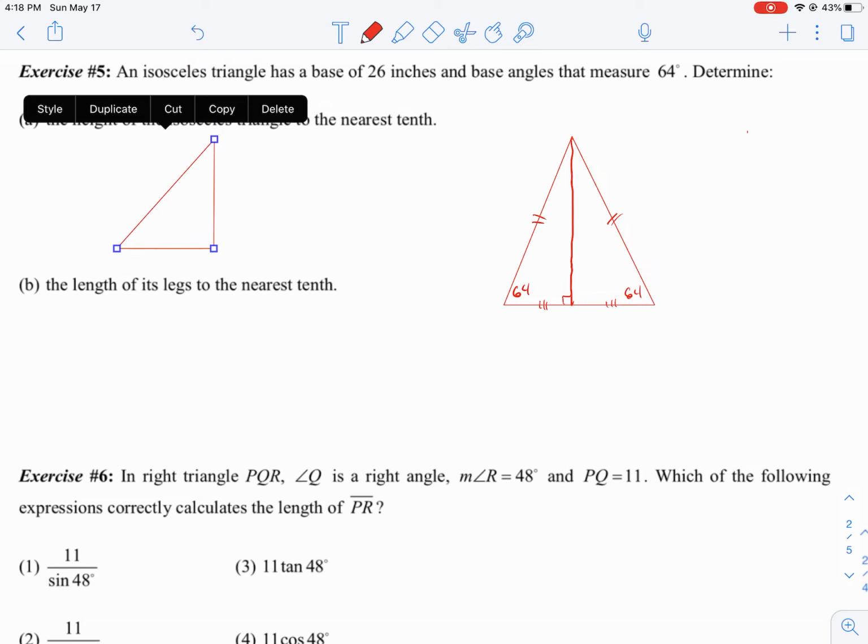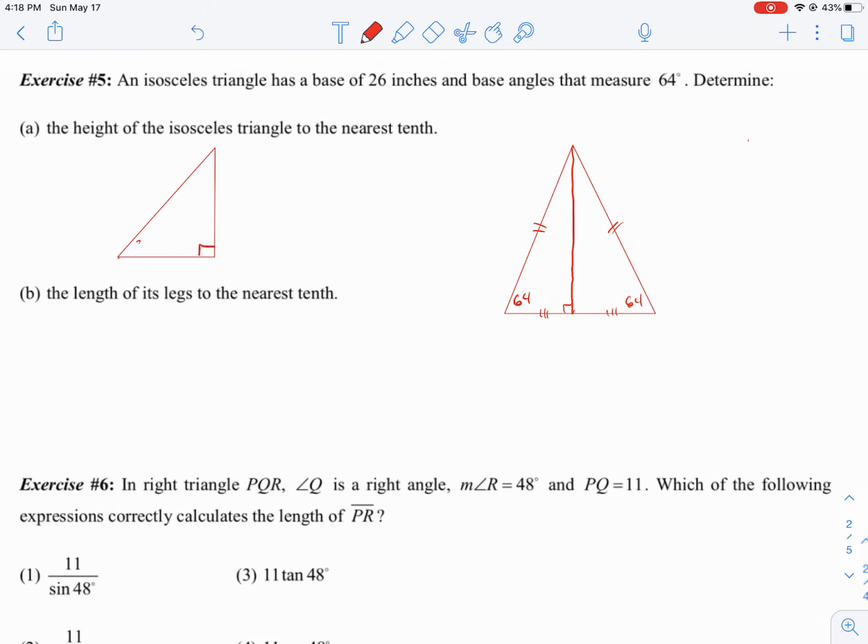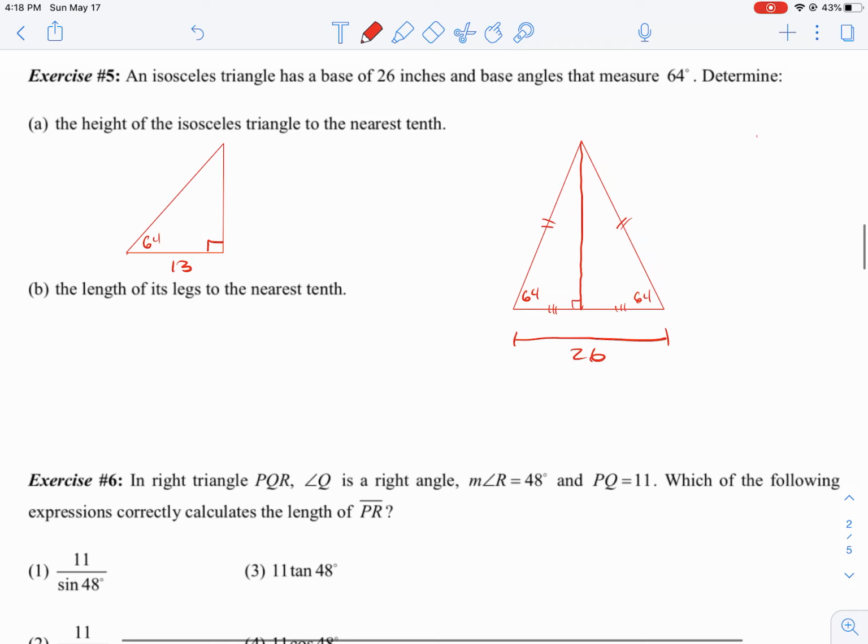And there we go. Okay, so there's our right angle. This is 64 degrees. It says our base is 26. So if we were to split that up in half, this would be 13. All right, and so in order to find our height, we want to find this side right here. So this is adjacent. This is opposite.